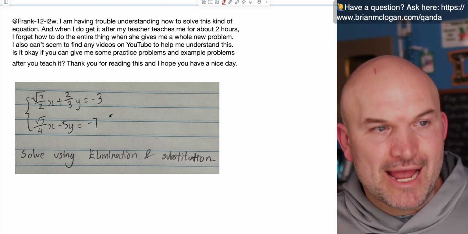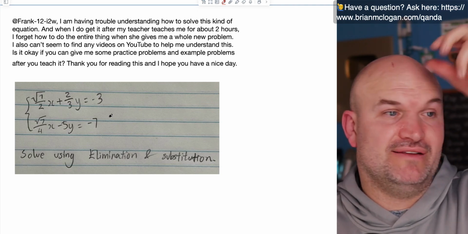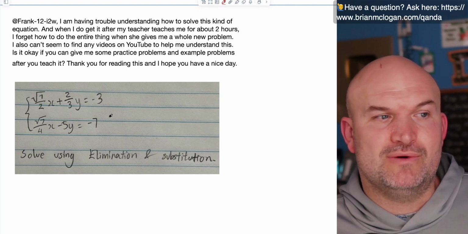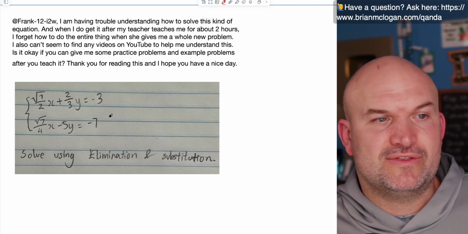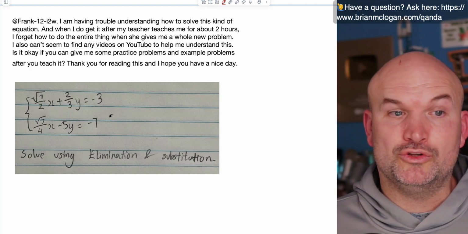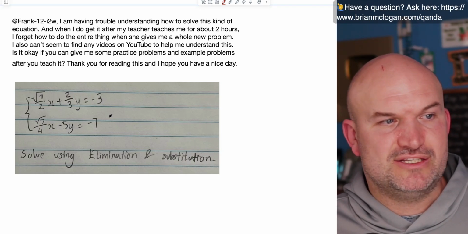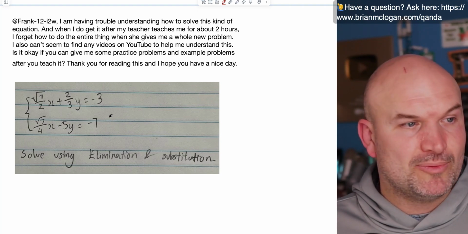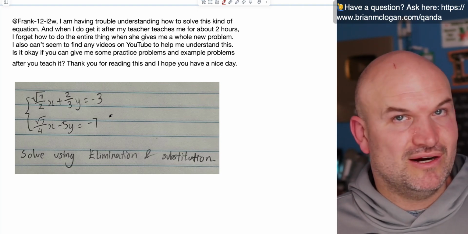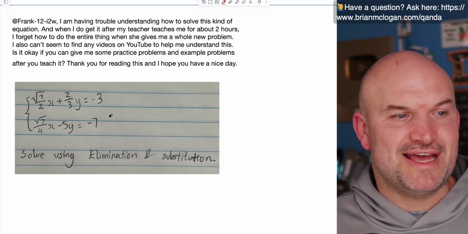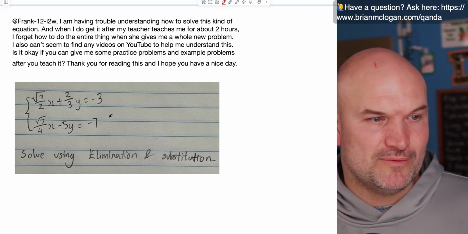Frank-12-I2W: I'm having trouble understanding how to solve this kind of equation. And when I do get it after my teacher teaches for about 2 hours, I forget how to do the entire thing when she gives me a whole new problem. I also can't seem to find any videos on YouTube to help me understand this. Is it okay if you give me some practice problems and example problems after you teach it? No, sorry, I can't do any of that. But thank you for reading this and hope you have a nice day. Well, I am having a nice day, and thank you for being that.